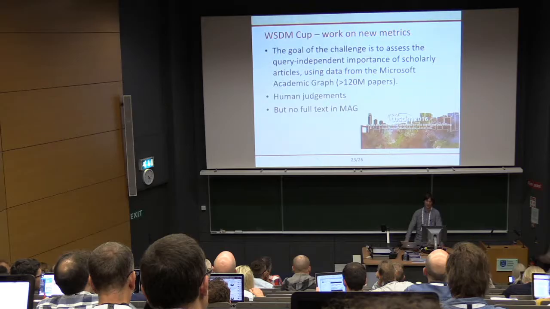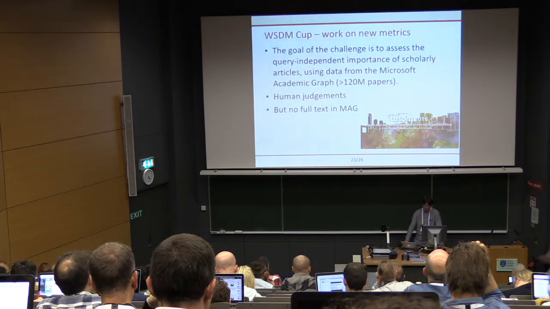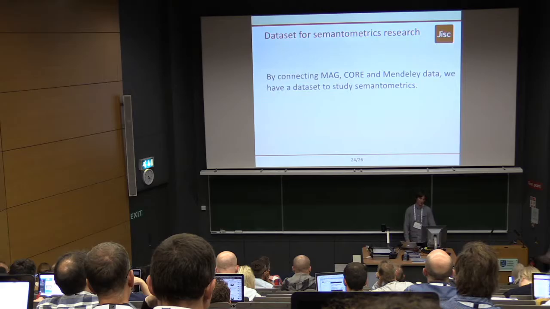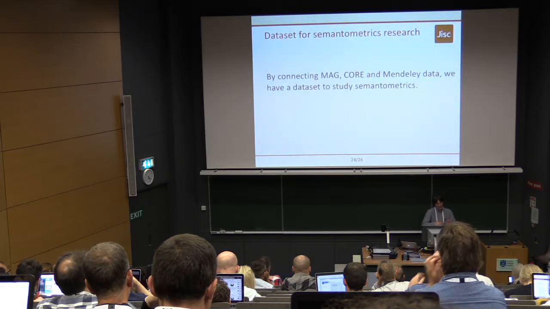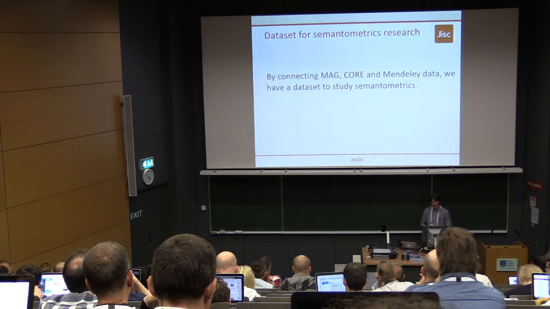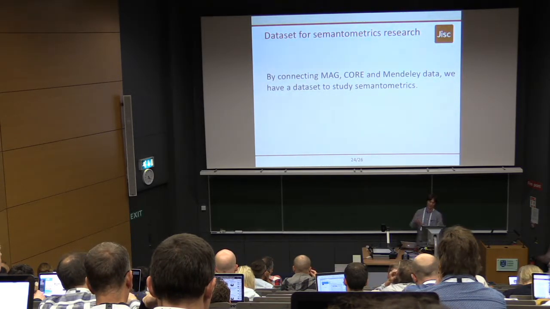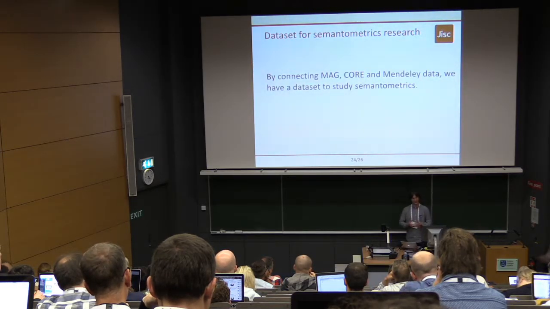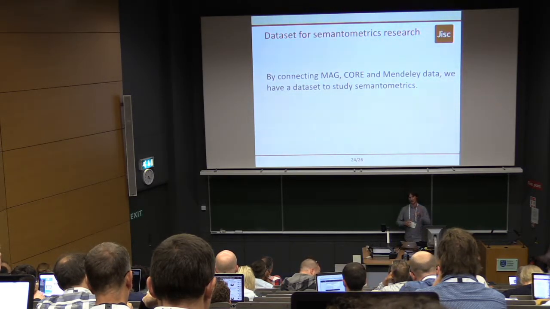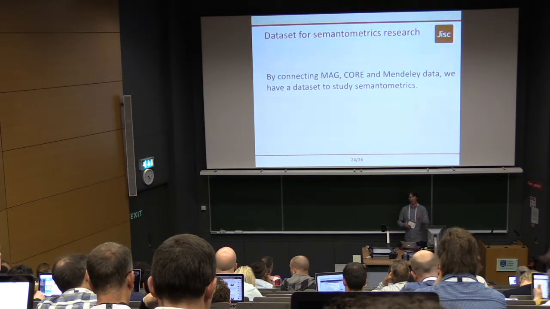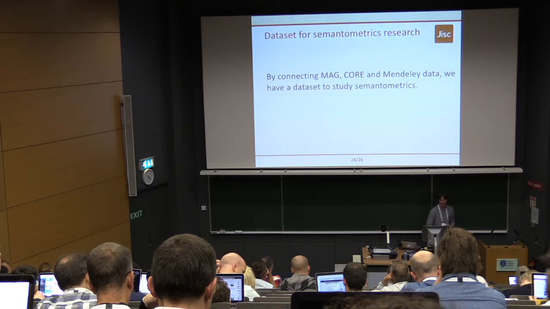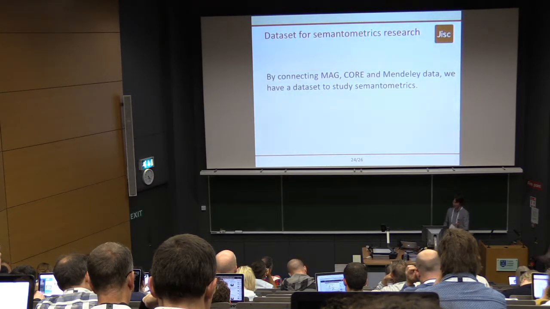But there was no full text. There is no full text in the Microsoft Academic Graph, and that is a problem for benchmarking Semantometrics. So what we've done later, with the work we've done with the contribution measure, is we've created a data set by connecting Microsoft Academic Graph, CORE and Mendeley data, so that people can have one data set where they get both full text and bibliographic information, as well as altmetric information. So actually three types of data: altmetrics, bibliometrics, and full text.